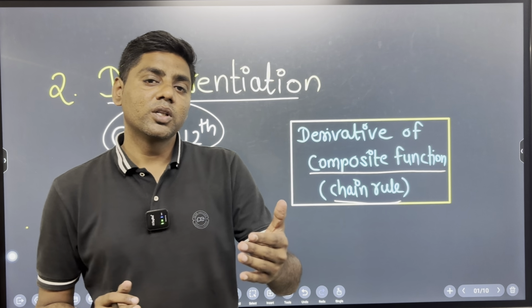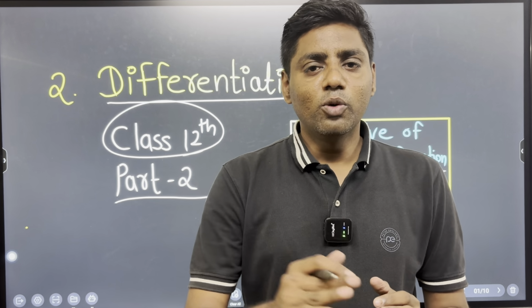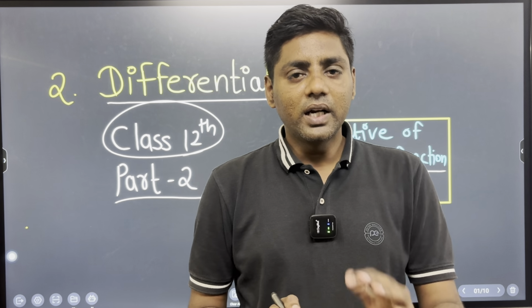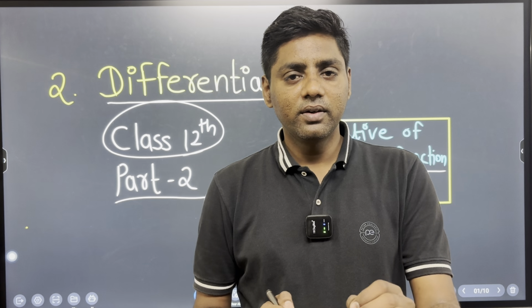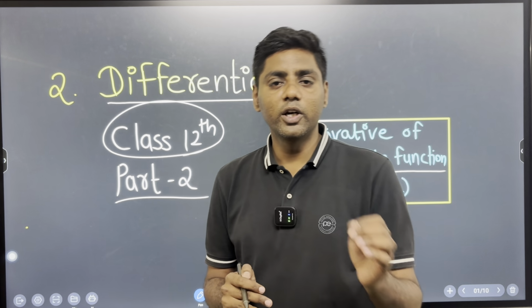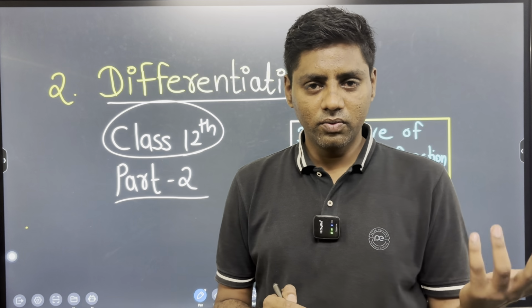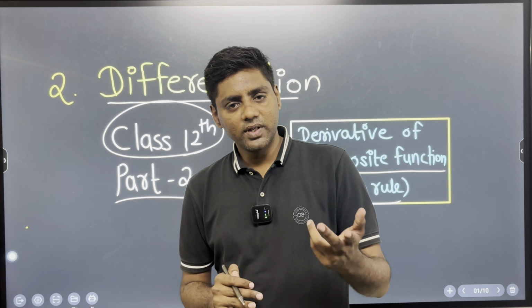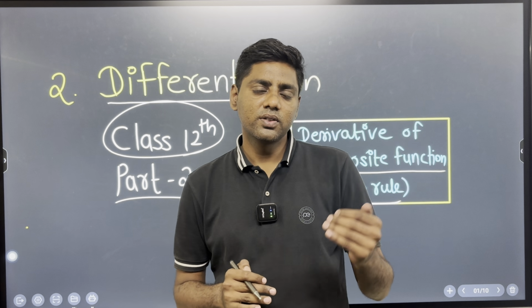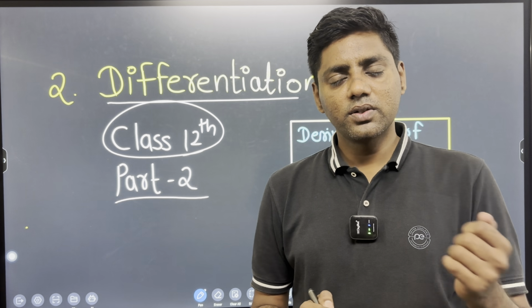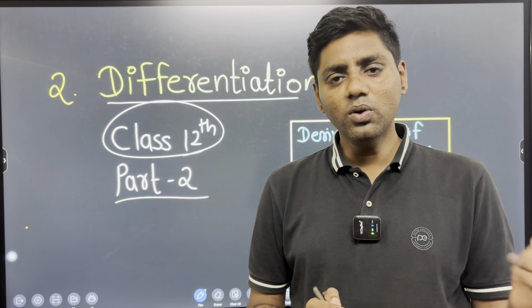After that, we remember all the derivatives of trigonometric functions, one by one. The derivative of sine is cos. The derivative of cos is minus sine. The derivative of tan is sec square x, and the derivative of sec x is sec x into tan x. The derivative of cot is minus cosec square x, and the derivative of cosec x is minus cosec x into cot x.